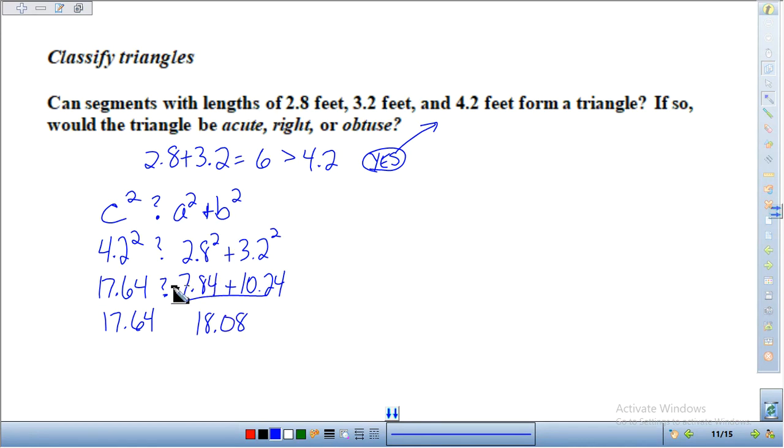And when we get that all simplified, we see that on the left side, which is our hypotenuse, or sorry, our longest side squared, we have 17.64. The sum of the two smaller ones is 18.08. So we see that we have a less than here. Since c squared is less than a squared plus b squared, we know based on Theorem 7.3 that this must be an acute triangle.